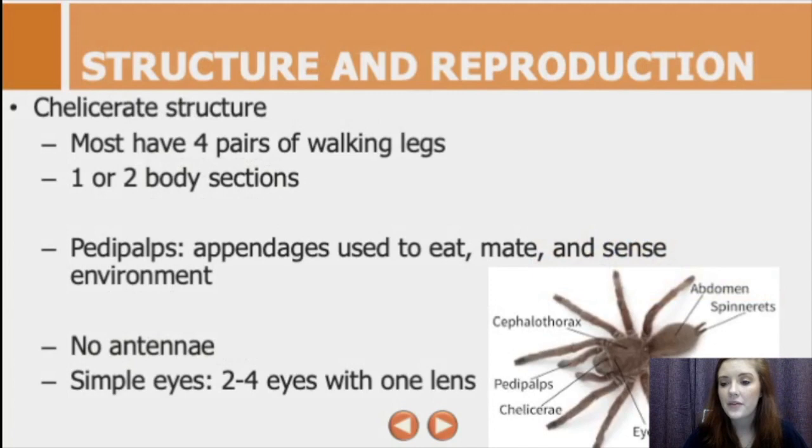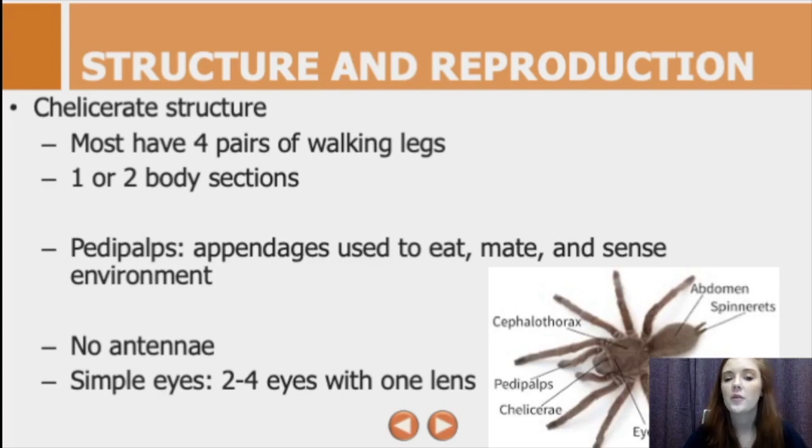All right, let's talk about their structure and reproduction. Chelicerates have 4 pairs of walking legs, at least most of them do. 4 pairs means what? A pair is always 2. So 4 times 2 is 8. Think about a spider, 8 legs. Chelicerates are going to have 8 appendages or 8 walking legs. They have 1 or 2 body sections, like we talked about in the slide before.